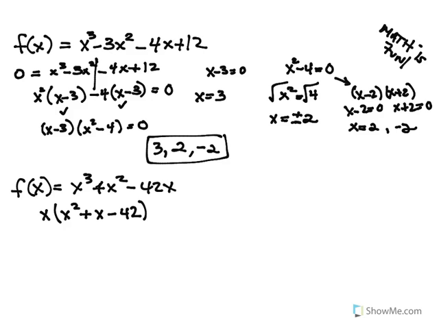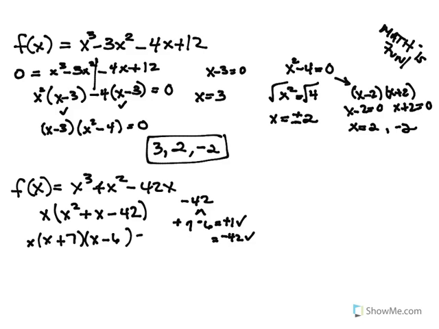Again, if you do not know how to factor, you need to go watch a factoring video. So you're going to do factors of negative 42 that can create a positive 1. 7 and 6. So to get a positive 1, I'll do a positive 7 and a negative 6. That'll give me a positive 1. If I multiply them, I get a negative 42, so it double checks. So I do 2 sets of parentheses: x plus 7, x minus 6. So x times x plus 7 times x minus 6 is equal to 0.